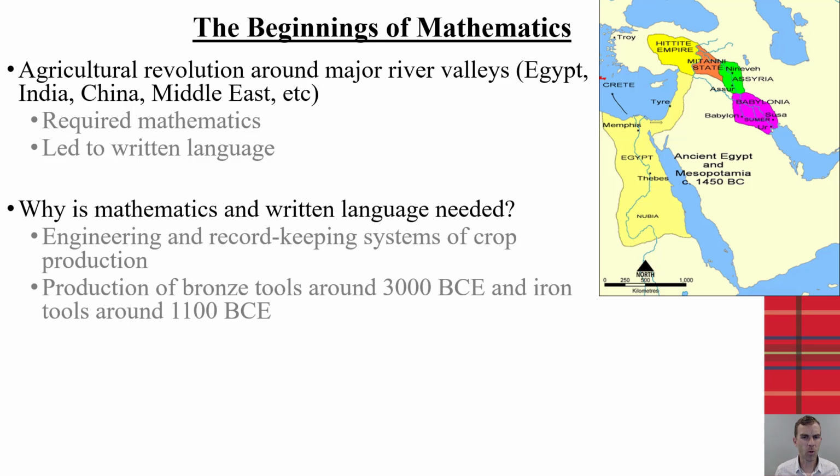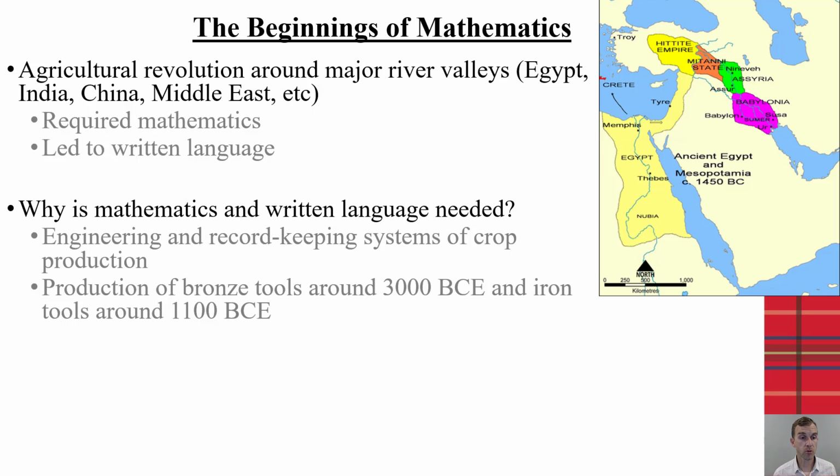Now, you might ask, well, why would mathematics and language be needed? But think about what it is that's needed to truly make agriculture occur. We need different forms of engineering to help make sure that the crops can grow and can be constrained, especially due to things like flooding of these major rivers. Once you have significant components to your crops, you need to keep track of what it is that you have and how do you buy and sell it, both within your society and with other societies.